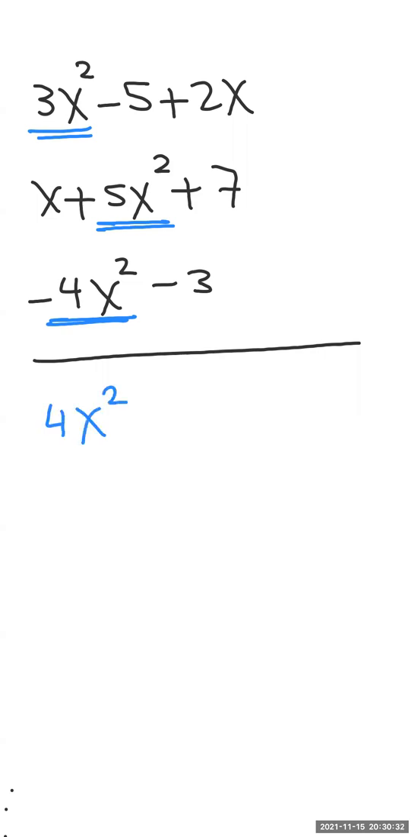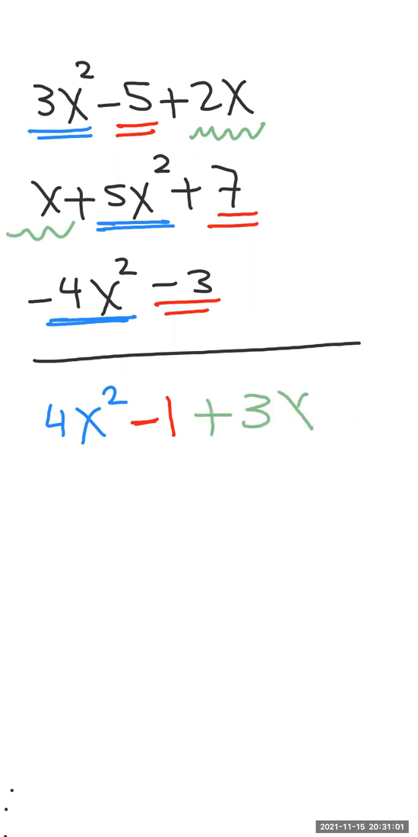The next one, minus 5 plus 7 minus 3. So minus 5 plus 7 means positive 2. Positive 2 minus 3, negative 1. Then what else is here, guys? Actually, 2x and x. 2x plus x means it's 3x. That's it.